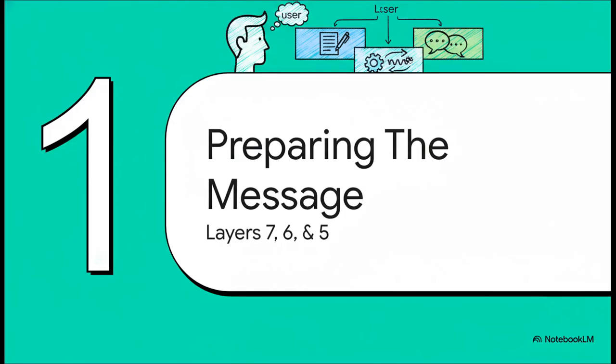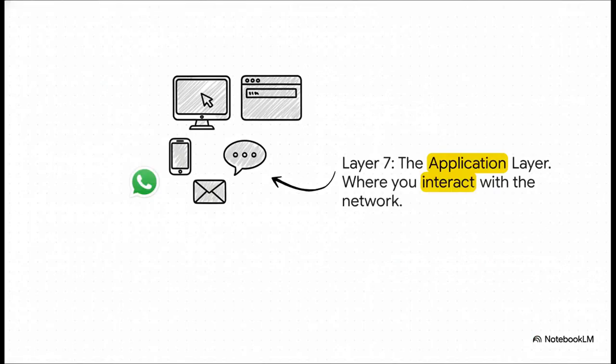So our journey starts at the very top of the model, right where you, the user, are actually creating the data. These first 3 layers are all about getting your message written down, translated correctly, and basically ready for a conversation. We start at layer 7, the application layer. This is the only one you actually see and interact with. It's your web browser using HTTP, your email program using SMTP, or in our example, an app like WhatsApp. This is literally where you type out the letter you want to send.